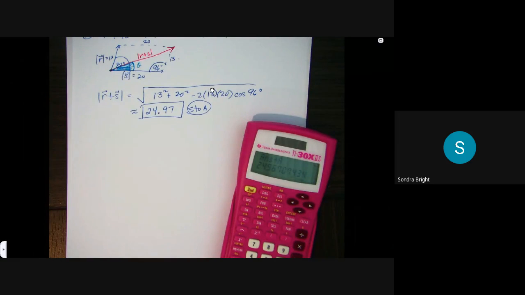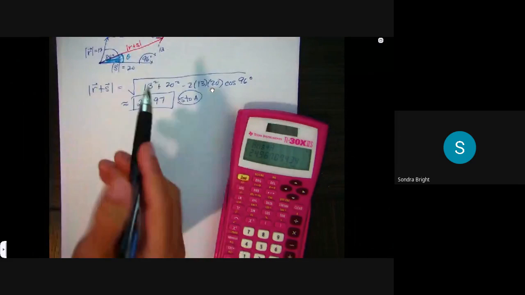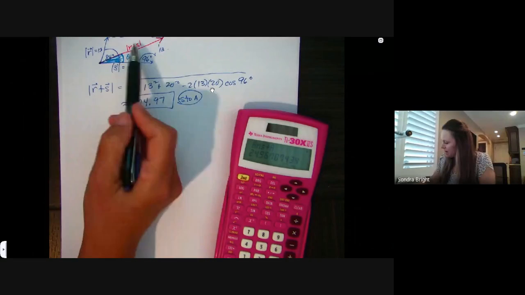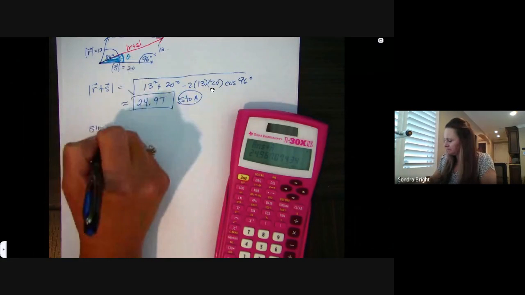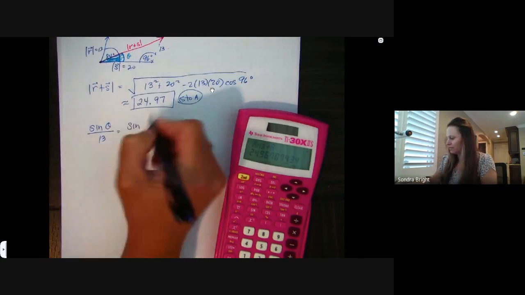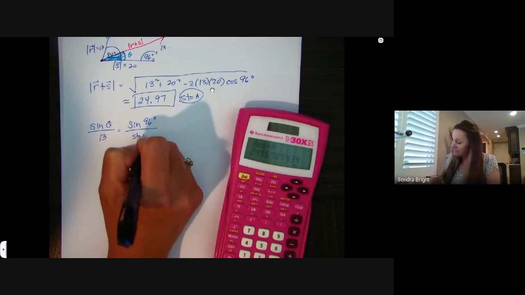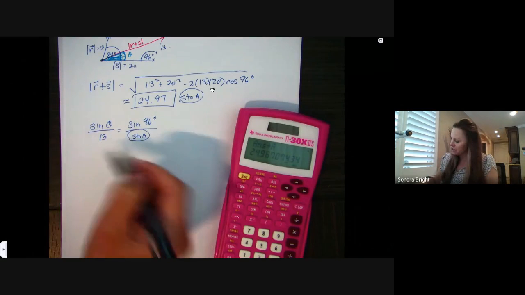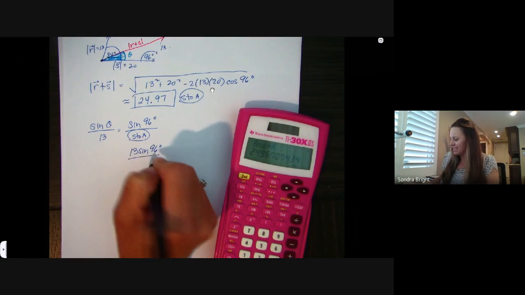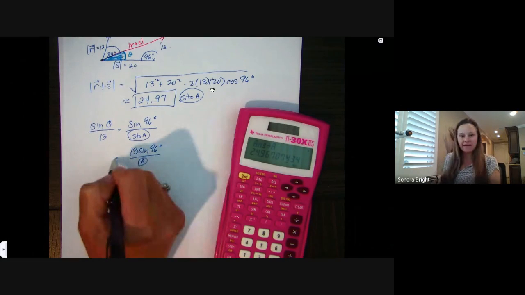Okay, so you can use law of sines. All right, so I would have sine of theta over 13 is equal to sine of 96 degrees over this stored A value. And then to solve for that, you would multiply both sides by 13. And then you would have sine of theta equals that. And then you need to take the inverse sine of both sides. And that's what will give you theta.